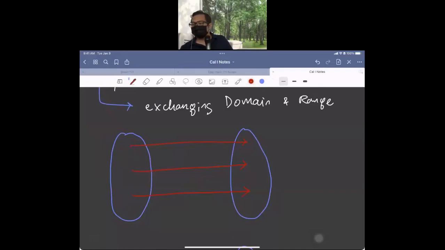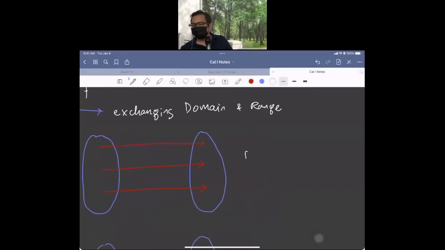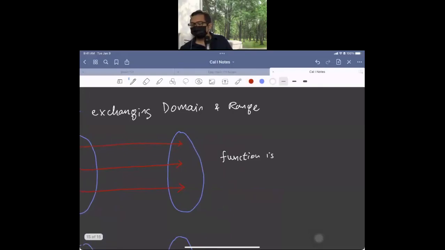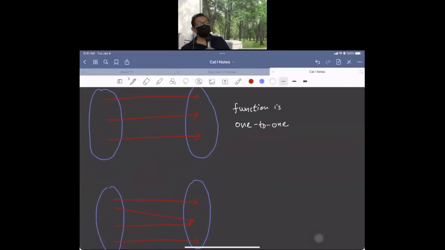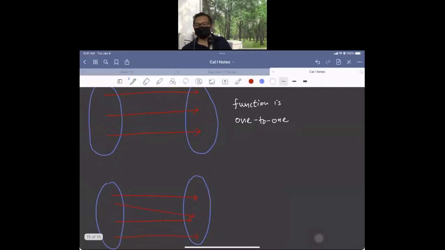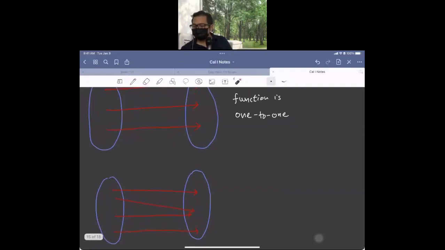Right? We call this the function. The function is 1 to 1. And then the second one, although it's a function, it's not 1 to 1. Okay? Because the second arrow and the third arrow, they point out the same value.